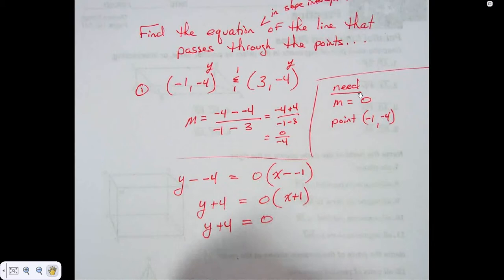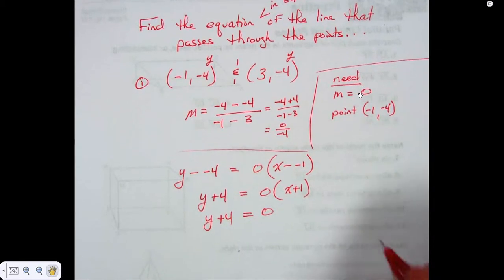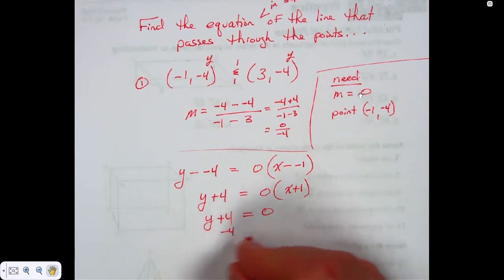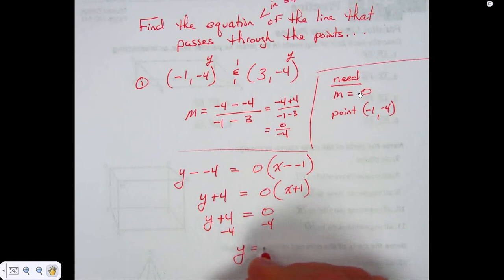So what's the only thing left to do to put this in slope intercept form? Subtract 4. So y is equal to what? -4. You found the equation of the line.